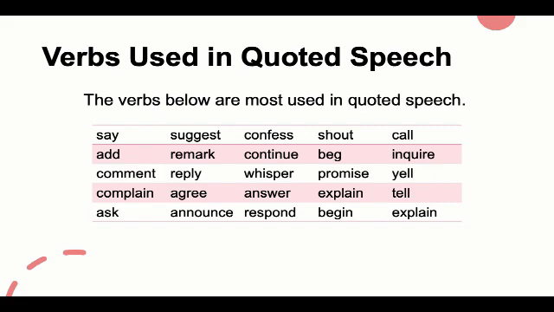Here are the verbs that we use in quoted speech. Say, suggest, confess, shout, call, add, remark, continue, beg, inquire, comment, reply, whisper, promise, yell, complain, agree, answer, explain, tell, ask, announce, respond, begin, explain. And these are usually used in the past tense when we are quoting someone else, because usually they spoke it in the past, and then we use the past tense verb.